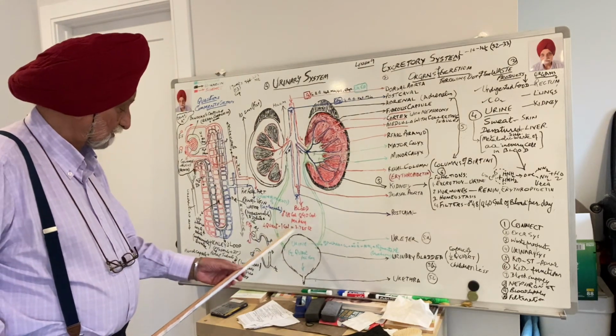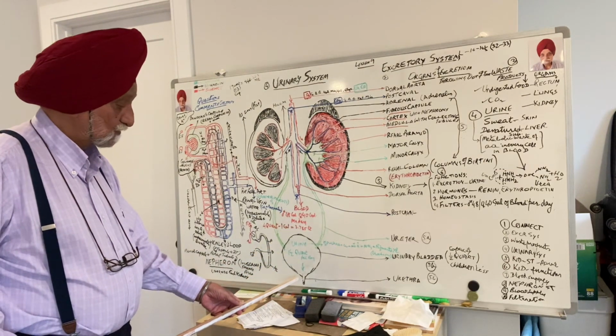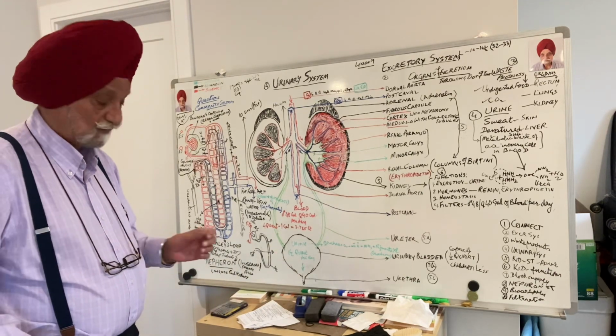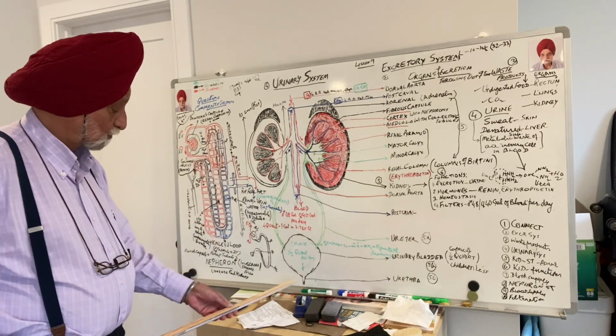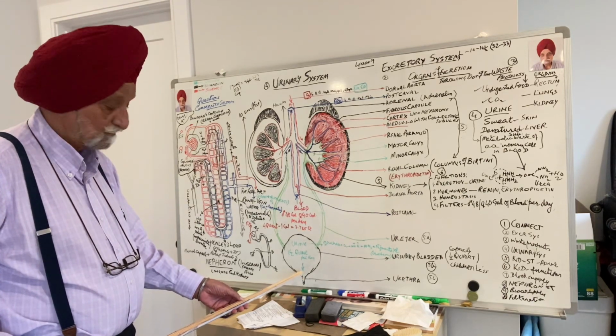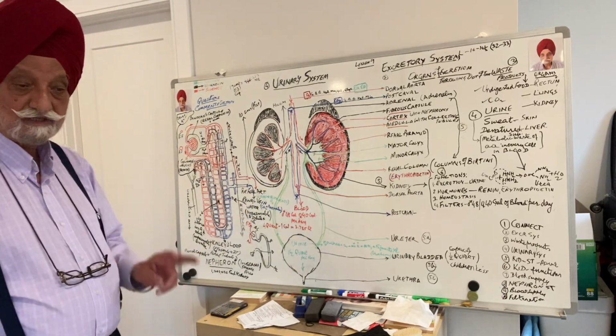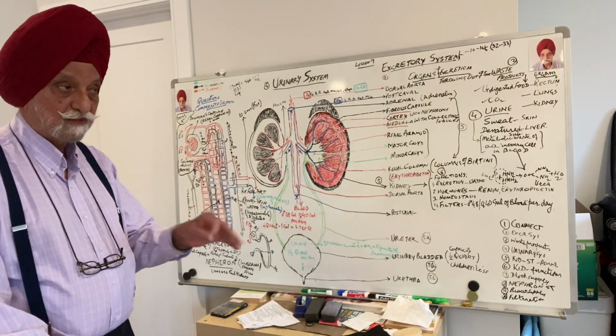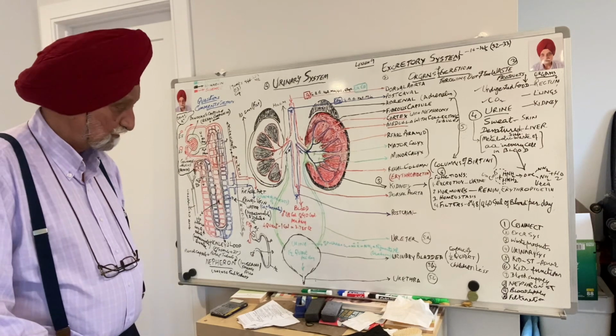and the urinary bladder opens to the outside through the urethra, which is controlled here at the urinary bladder by a sphincter muscle. In case of males, there are two sphincters because urethra is a little longer than the urethra of the females.